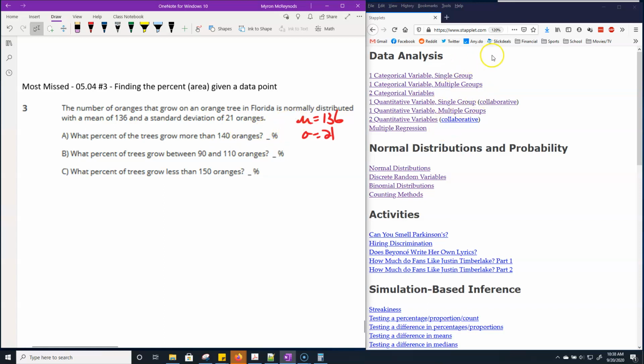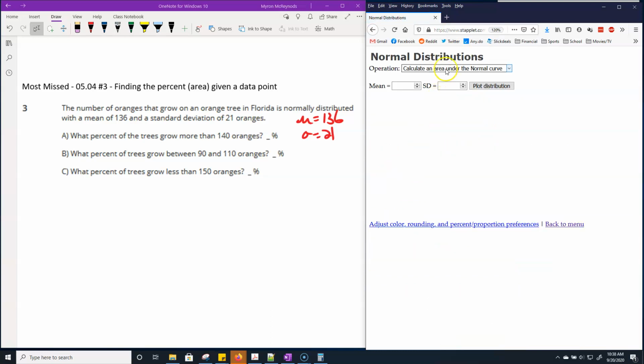But let's go ahead and check it in Staplet to make sure and get the actual number here for what percentage. So what you want to do is go to staplet.com, and you can pause and do that if you need to now. And once you're at Staplet, we're going to do normal distribution. And this type of problem is calculate an area. Think of area as percent. Calculate a percent. So I'm going to type in the mean is 136, and the standard deviation is 21.